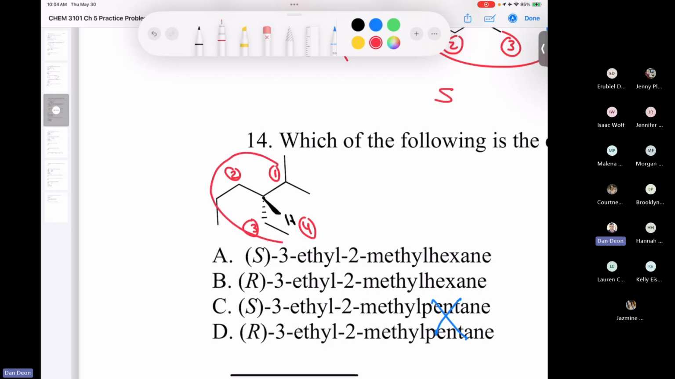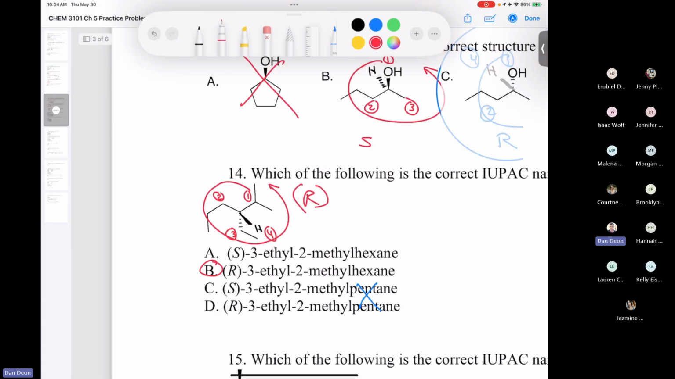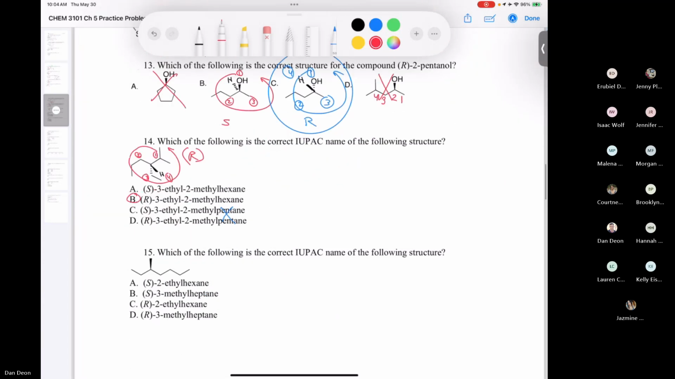So we go from 1 to 2 to 3 like this, which is counterclockwise. So that would be S. But again, the proton is coming out in front, so we reverse it. And so this is an R compound. So the answer would be R-3-ethyl-2-methylhexane for that one.